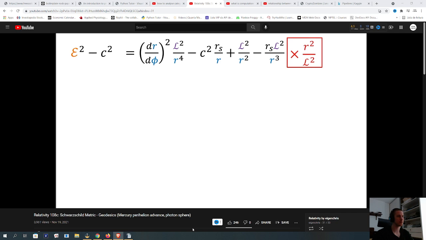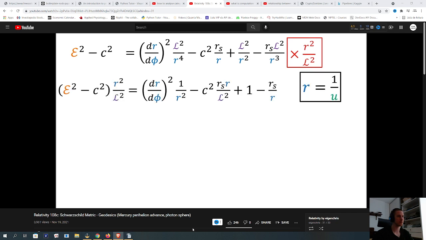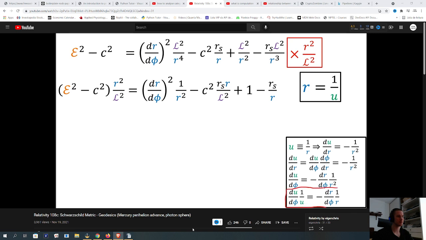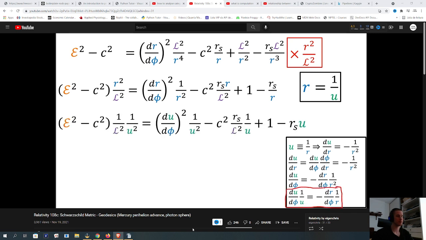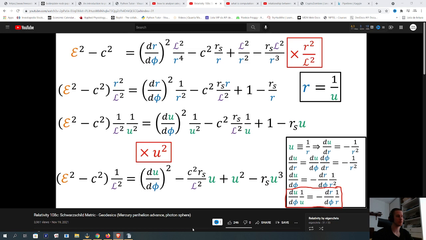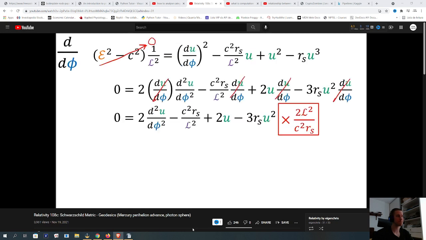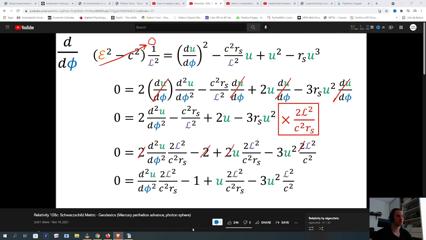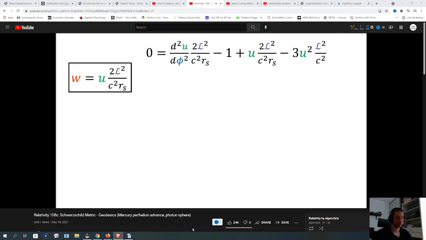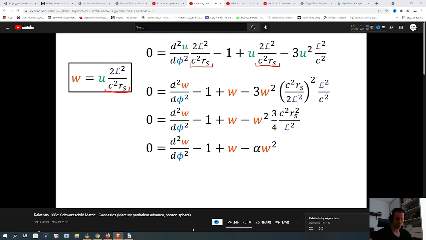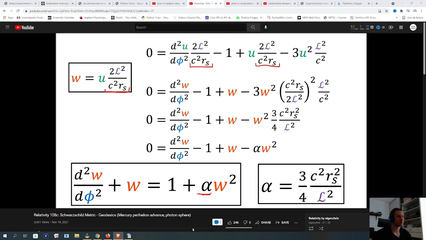Then we multiply by r squared over curly L squared, and change variables so that r equals 1/u. This has the advantage of the derivative of r over r equaling the negative derivative of u over u. Then we multiply by u squared. We then differentiate both sides by phi and cancel du by d phi on all terms, multiply by this, and cancel the 2's. We can again change variables to w to absorb this constant, and we end up with this differential equation where alpha is this constant.